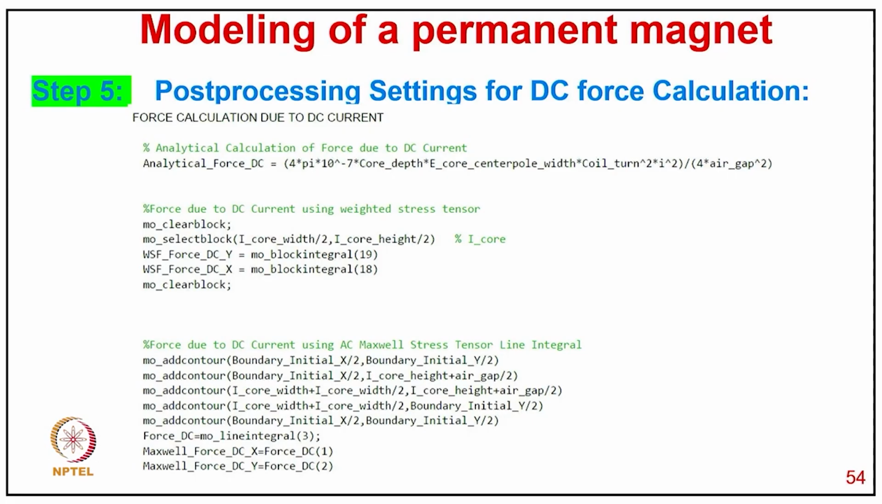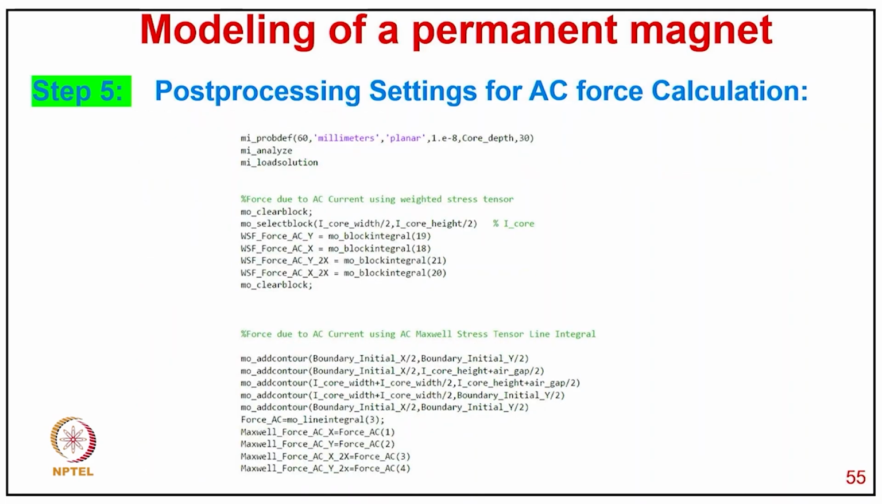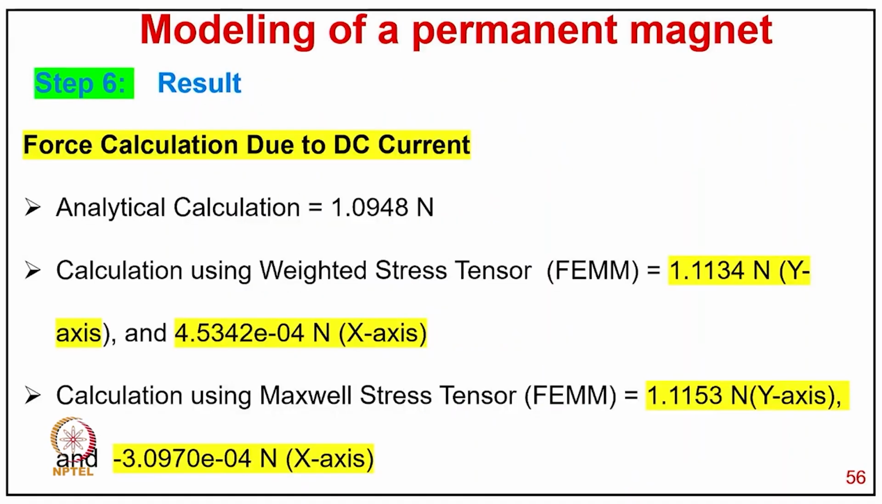And this is the step 5 process, the settings for DC force calculation with the code in MATLAB. You can see the code given here, and similarly the code for force calculation. So the result comes as step 5.